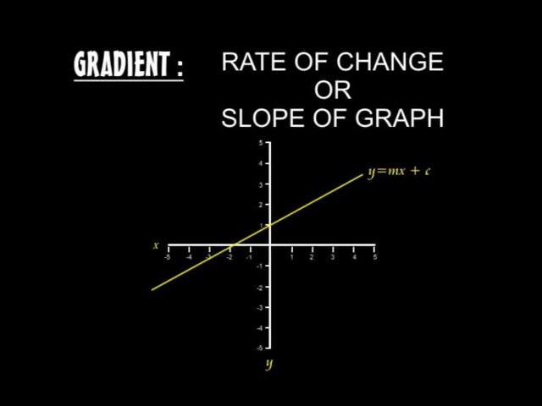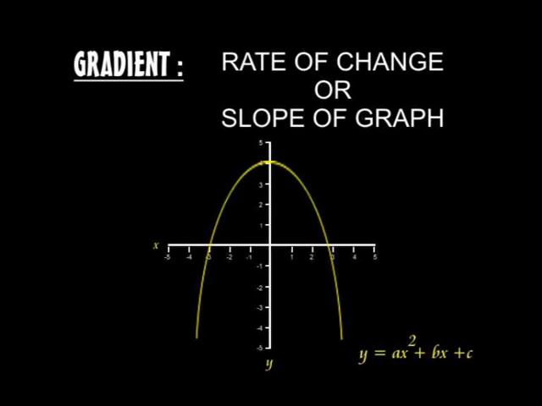Now look at this graph. It is of the form y = ax² + bx + c. Let us look at its slope. Notice it is not a constant slope, but rather its slope is steeply negative at first, then becomes less negatively sloped till its slope is 0. It then starts to become positive.